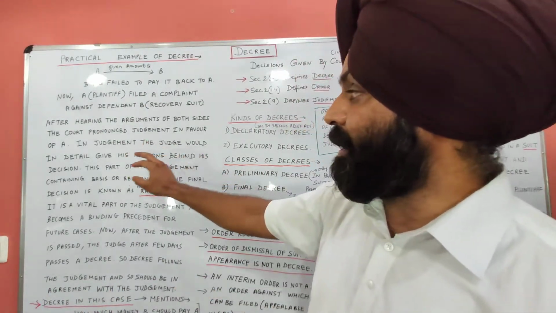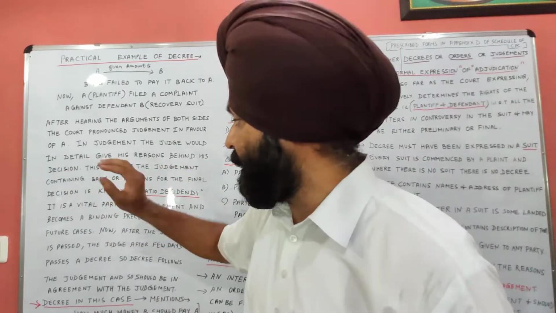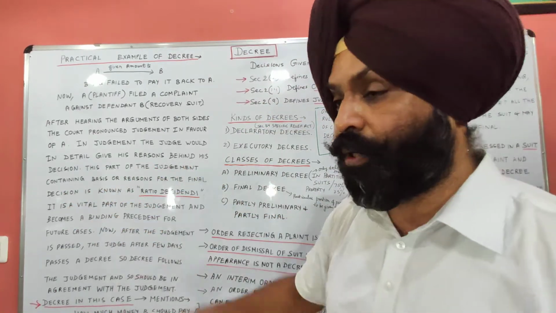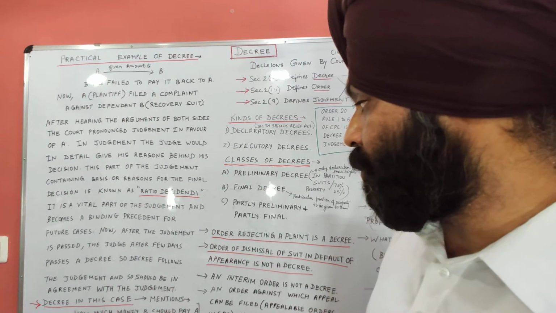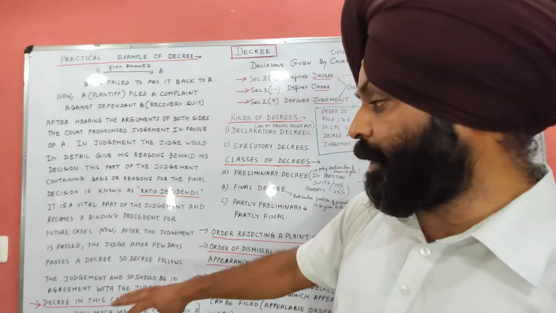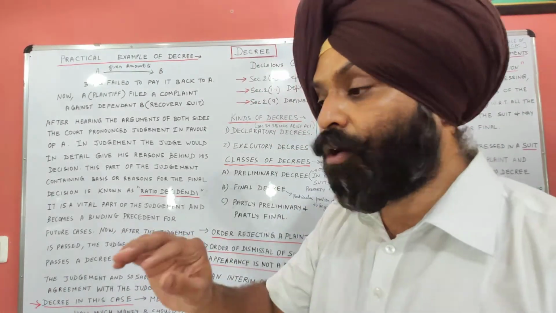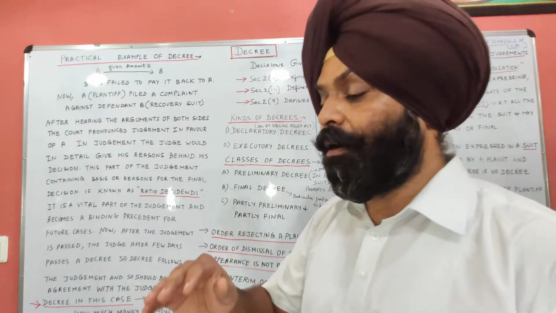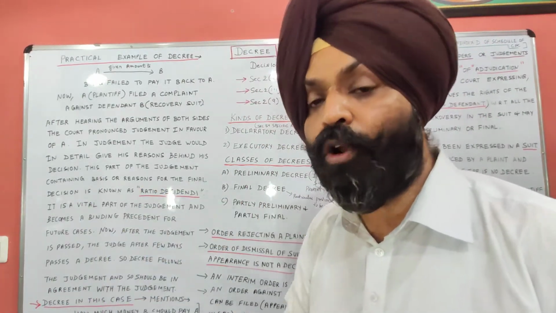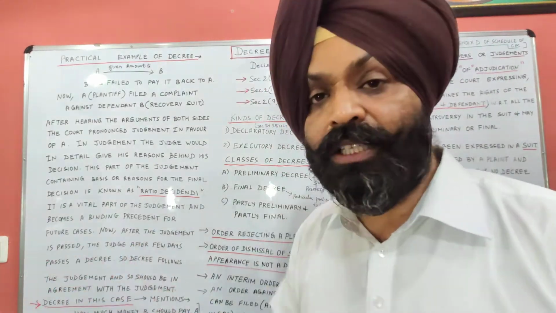Now, in the judgment, the judge would in detail give his reasons behind his decision. This part of the judgment containing the basis or reasons for the final decision is known as ratio decidendi, which I have already told you, and I need not repeat it. And after the judgment is passed, the judge, after a few days or after a few moments, passes a decree. You see, the court first has to pronounce the judgment in open court, then the court has to give it in written form. There are at least 15 days for that.